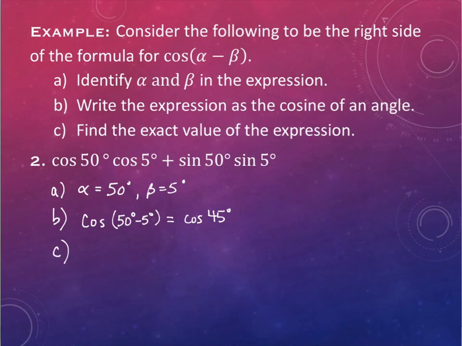And then part C says to find the value of the expression. So, what is the cosine of 45 degrees? So, unit circle value. Yeah, it's square root 2 over 2.